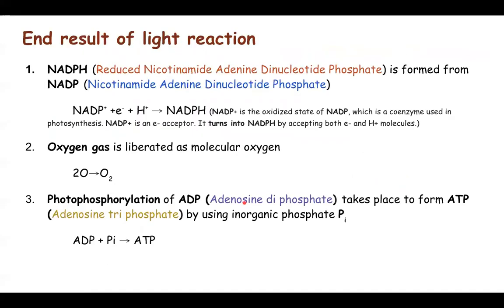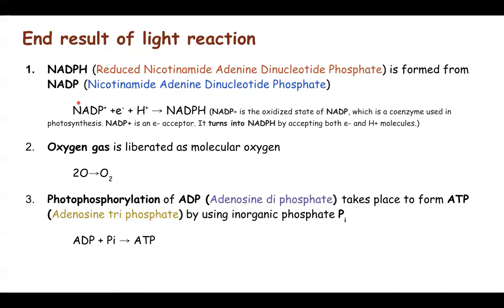Now, the end result of this reaction is the 3 different things which you can see in front of you. Number 1, there is formation of NADPH. Now, what is NADPH? NADPH stands for reduced. Since the H has been added here, addition of hydrogen basically means reduced. So reduced nicotinamide adenine dinucleotide phosphate.